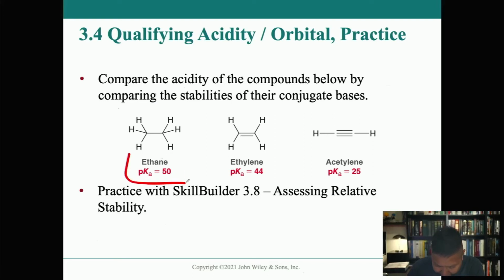We have ethane here, and there's a single sigma bond right there between the two carbons. These protons are all, they can be acidic.